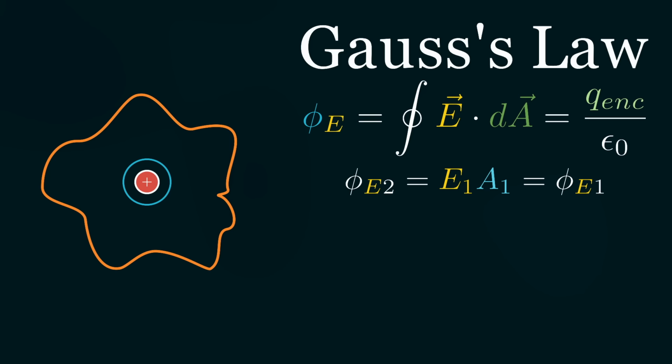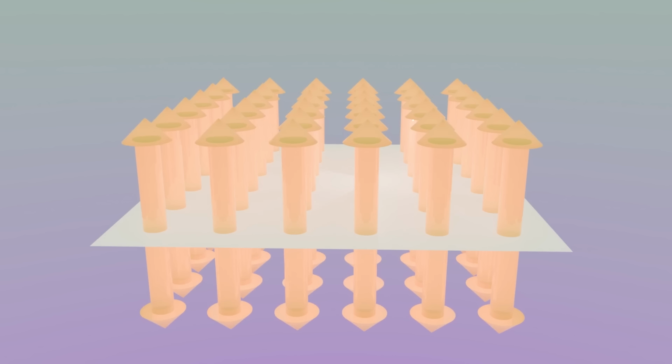And now we can calculate the electric field much more easily. So let's look at an example. Let's say I have some large sheet of charge. Now the electric field on the sheet of charge is going to point away from both the top and the bottom, like this. So if we want to find the electric field some distance away from the sheet, we'll need to create a Gaussian surface.